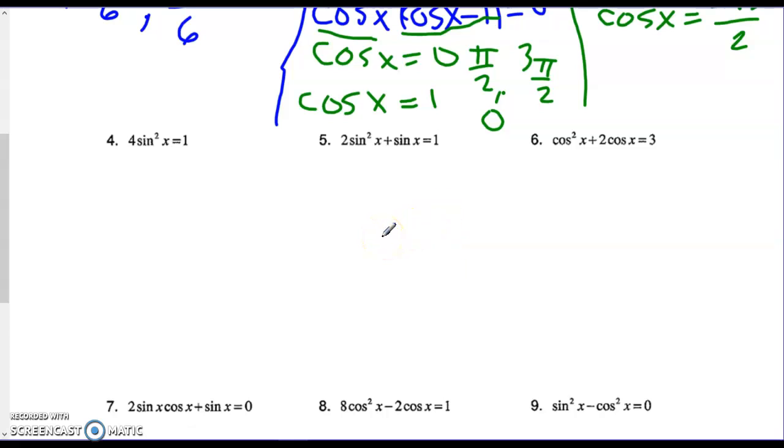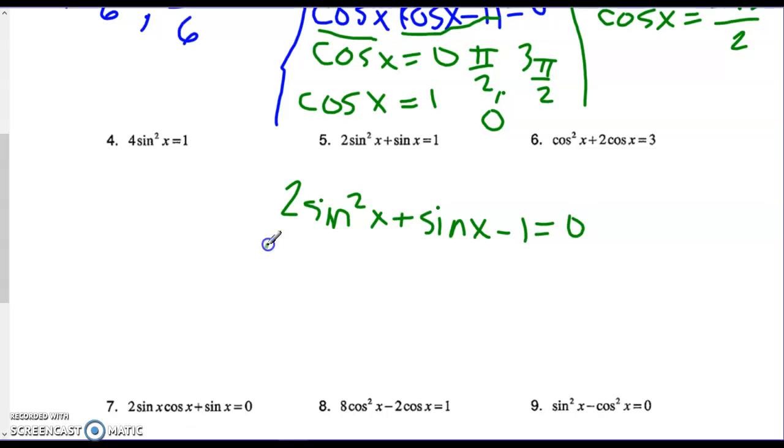So with number 5, we want to subtract 1 from both sides. The reason we're doing this is we want to set this function equal to 0, because to me this looks like a classic factoring problem, but instead of x's, it's sines of x's. Because if we had 2x squared plus x is equal to 1, I'd subtract the 1 over and factor it. So we still want to do the same thing there.